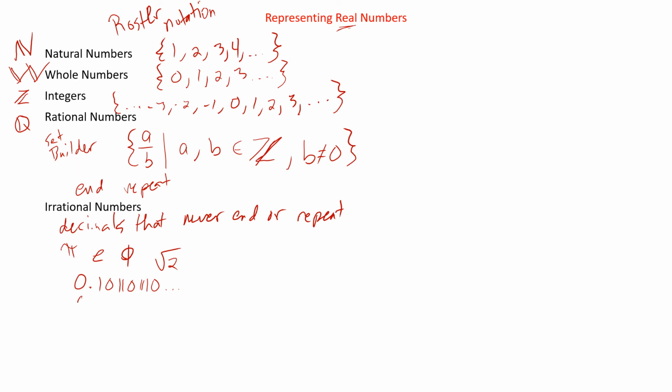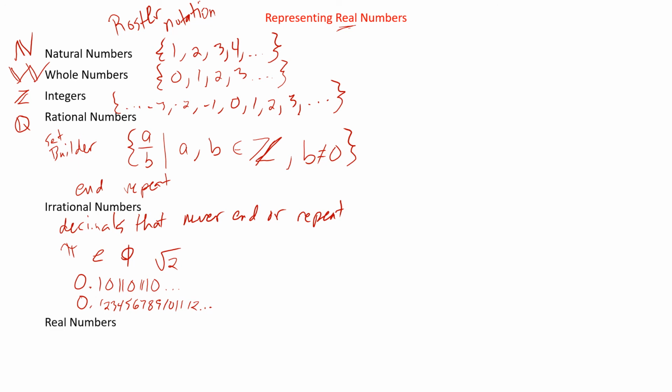We could also go 0.123456789101112. Again, I can keep going like this forever. So those are other irrational numbers. If I wanted to put them in between two other numbers, you just change what's at the beginning.